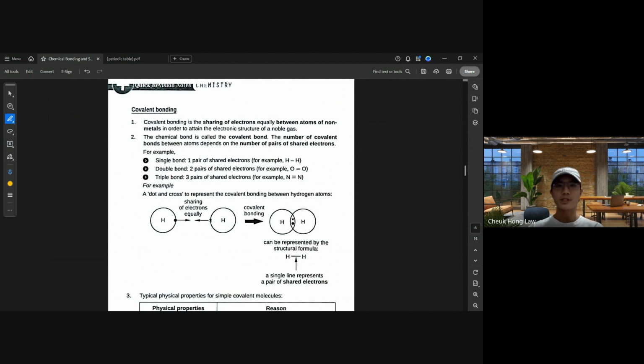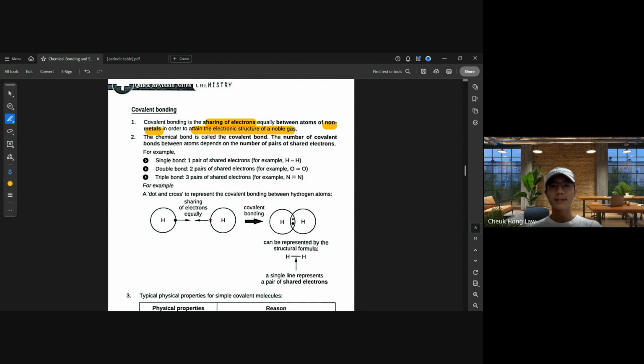So covalent bonding is the sharing of electrons equally between atoms of non-metals. Okay, so only non-metals. And again, what's the point of bonding? To attain the stable electronic structure. Electronic structure of a noble gas, also known as the stable electronic configuration. Okay, so it's sharing of electrons. What is sharing? Sharing, that means that there isn't a gain in electrons or there isn't a loss of electrons. They both share equally.